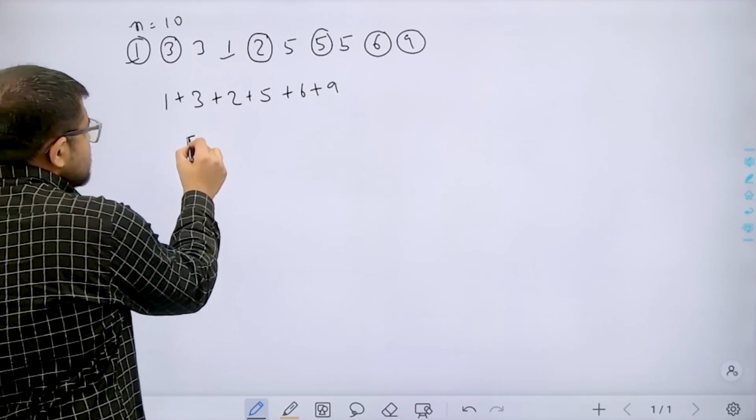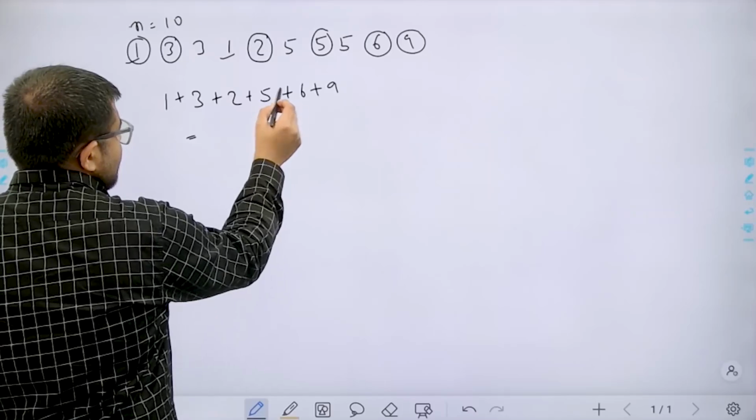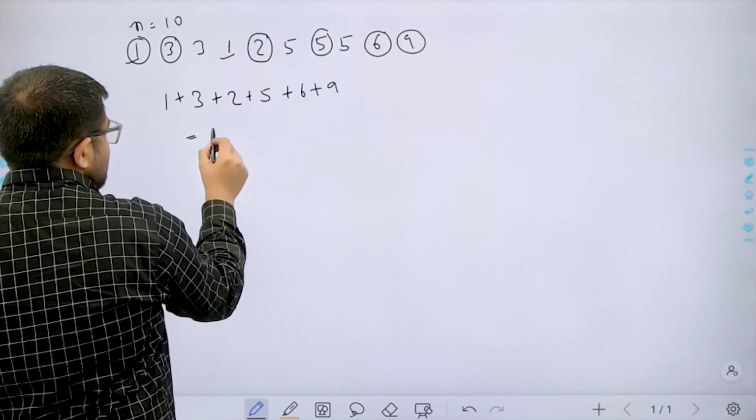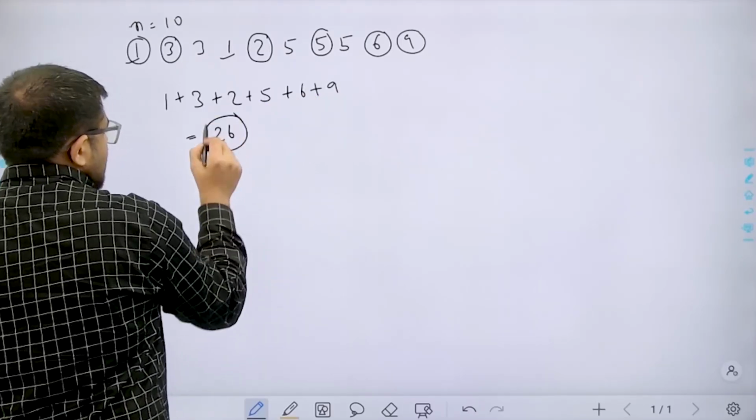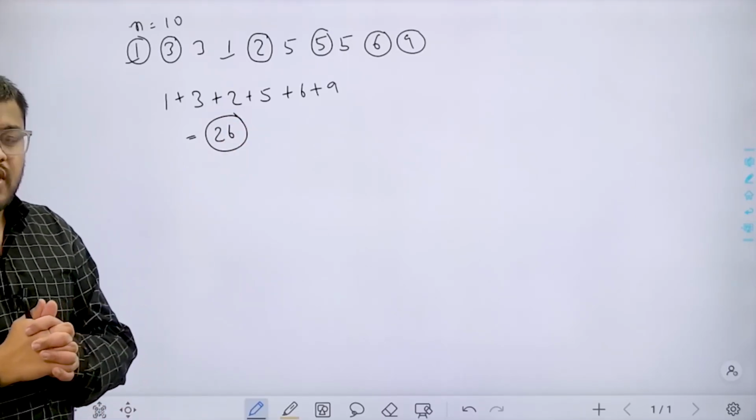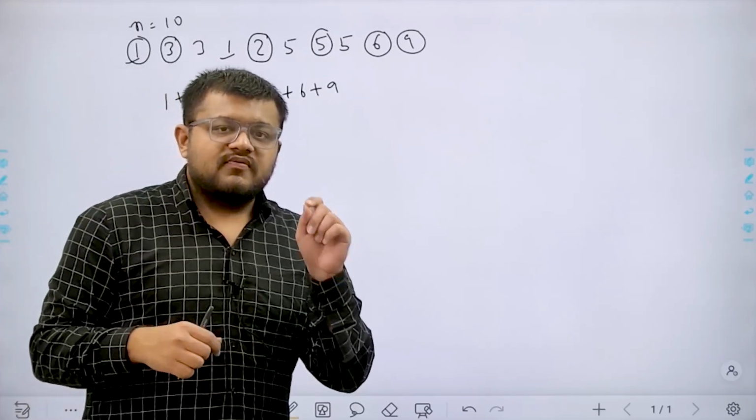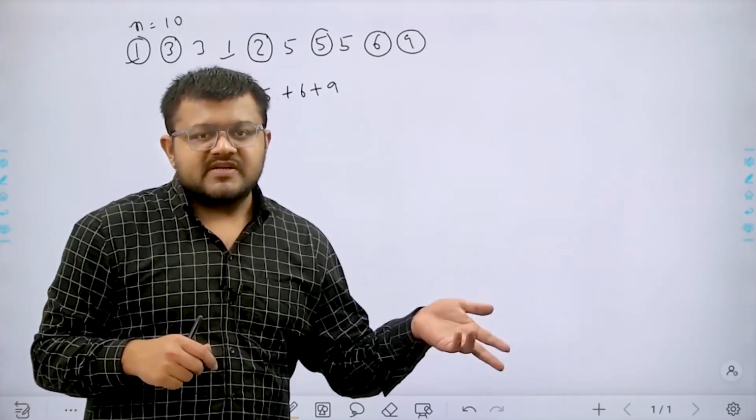So what will be the answer for this question? This will be 1 plus 3 is 4, plus 2 is 6, plus 5 is 11, plus 6 is 17, and 9, that is 26. So the answer for this question would be 26. Now how would we implement this? Basically we want to take one candy of each cost present in the array.